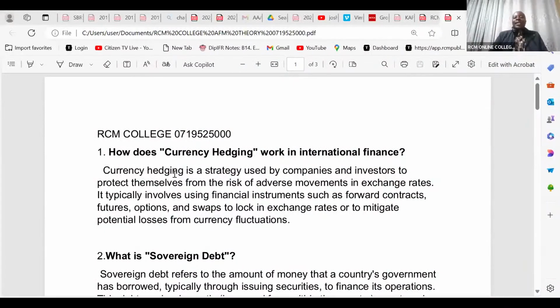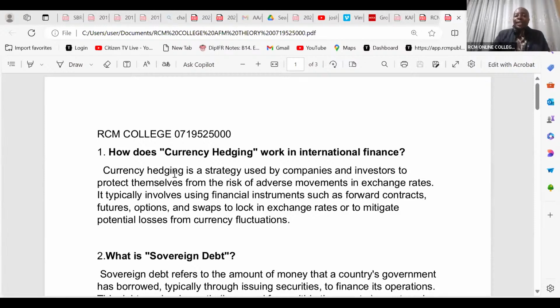So here we are. Simple questions. How does currency hedging work in international finance? What I would expect good students to mention here: we know that the word hedging, we use as a strategy of protecting ourselves. The word international finance means that we must have some foreign currency involved. I would even quote examples of these hedging techniques. Don't do nothing here. This is international finance. So now you can mention forward contracts, futures, options, and swaps.